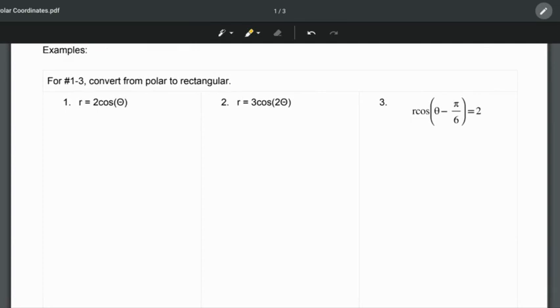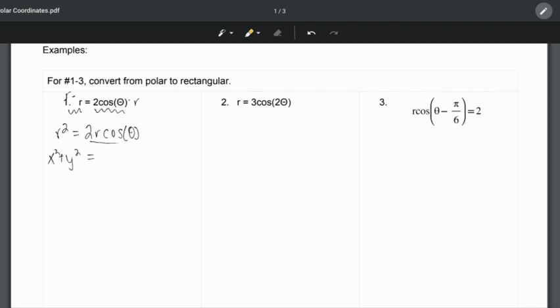The first thing we're going to do is look at how to convert from polar to rectangular in terms of equations. So for the first equation, when we have r equals 2 cosine theta, we want to change our r into an r squared, and we want to change our cosine into an r cosine so we can convert to x's and y's. So to do that, we're going to multiply both sides here by an r. So when I multiply by an r on both sides, that gives me r squared equals 2r cosine theta. And remember, r squared is x squared plus y squared.